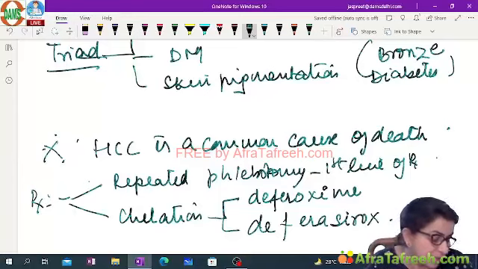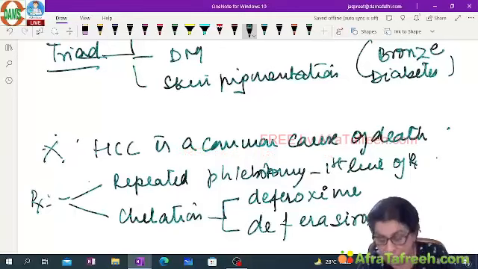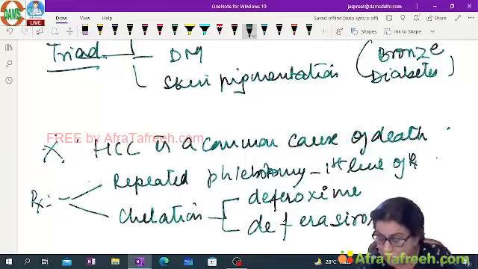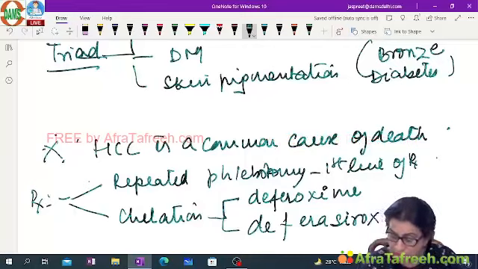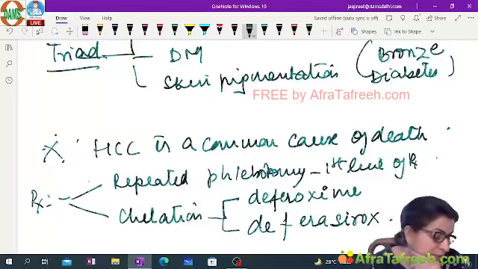Deferasirox can be given. And when the liver is completely damaged, liver transplant is one of the options done for these people. So you do repeated phlebotomy; this is the first line of management. Then chelation, with deferoxamine and deferasirox. And then of course liver transplant is one of the treatment options.